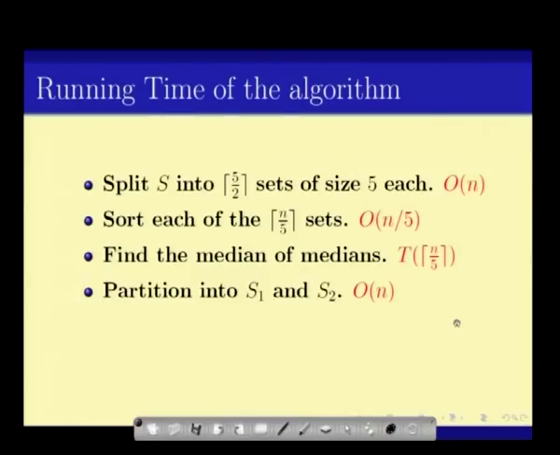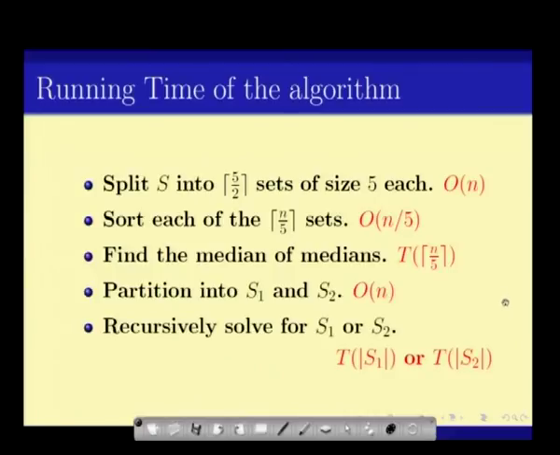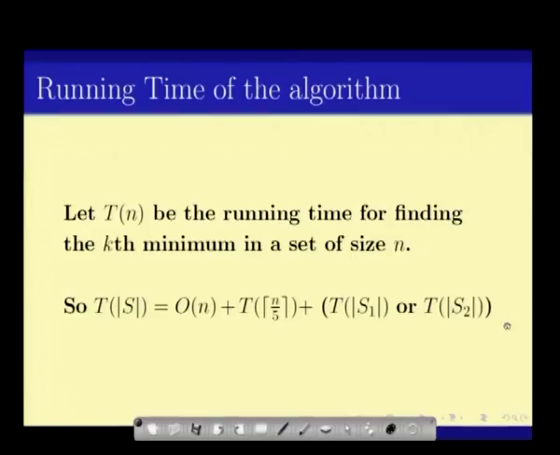and then we partition this set into two parts S1 and S2. This also takes order n steps, and after that we recursively solve it for S1 and S2. So, this takes T of S1 or T of S2 steps, depending on what the value of k is. So, in other words, if we sum them up all of them, what do we get? We get T of size of S is equal to order n plus T of n over 5 plus either T of S1 or T of S2.